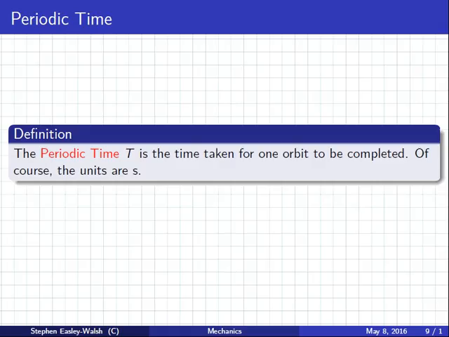I believe there might be some Islamic students in the class, correct? It's 1 month, because in your calendar, 1 month is 1 orbit of the moon around the Earth. Which is how many days roughly? About 29.